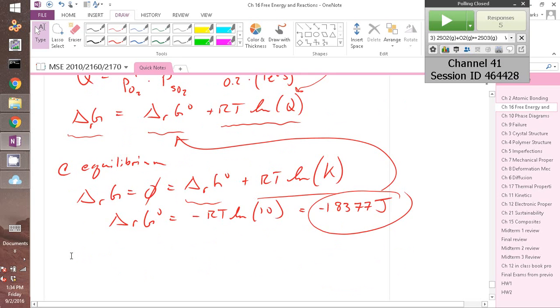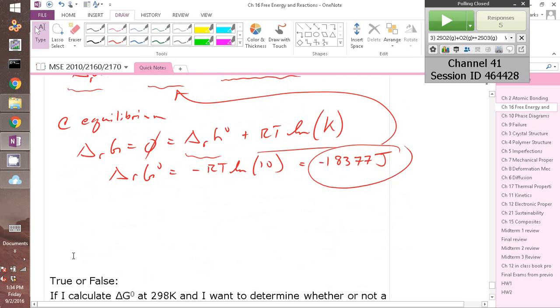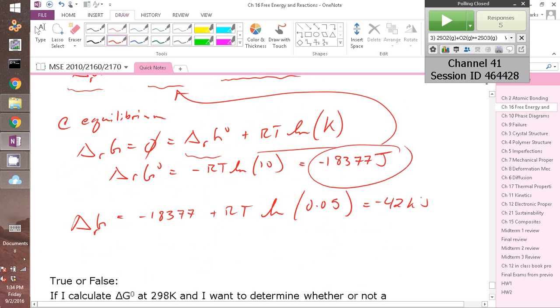Okay, so to do this, we're just going to say delta RG equals negative 18377 plus RT natural log of 0.05. Which gives us what number? Negative 42 kilojoules-ish? No, negative 42,000. Okay, so negative 42 kilojoules. What's the R value? R value is 8.3144 joules per mole, right? So that said, does this go forward or not?